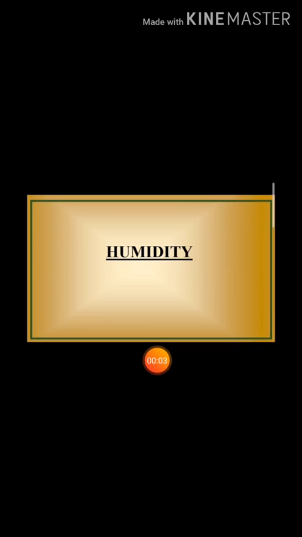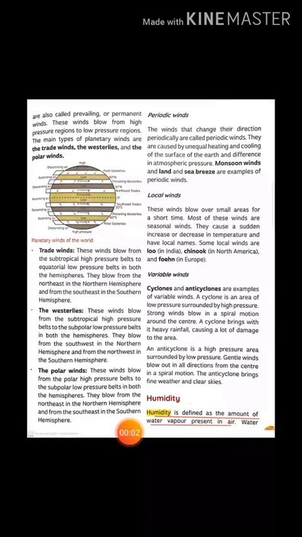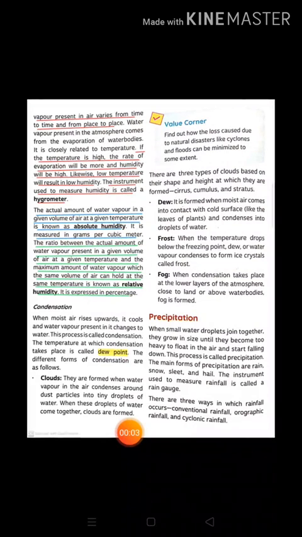Now, let's understand what is humidity. The amount of water vapor or moisture present in the air is called humidity. Humidity varies from place to place and from time to time. Evaporation is the process which changes liquid to vapor. If the temperature of a place is high, then the rate of evaporation will be more and humidity will be high. And if the temperature of a place is low, then the rate of evaporation will be low, which results in low humidity. Hygrometer is used to measure humidity.